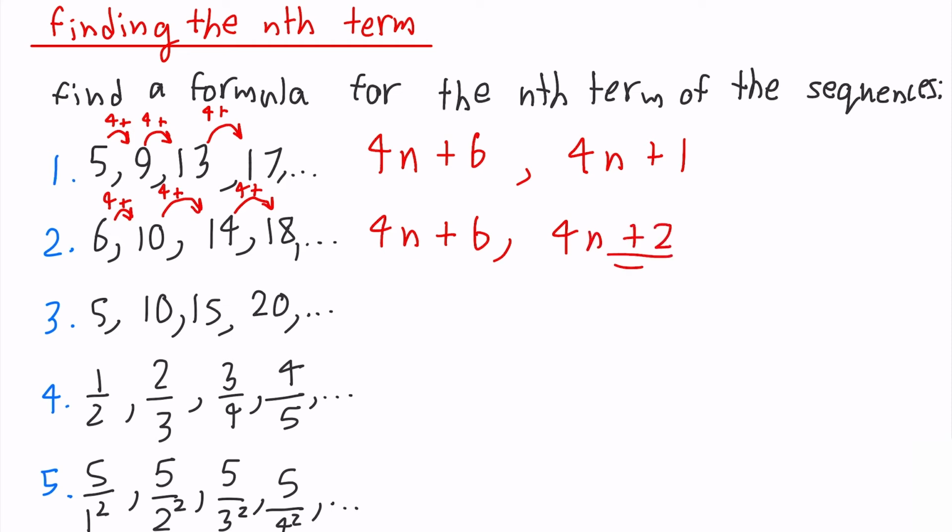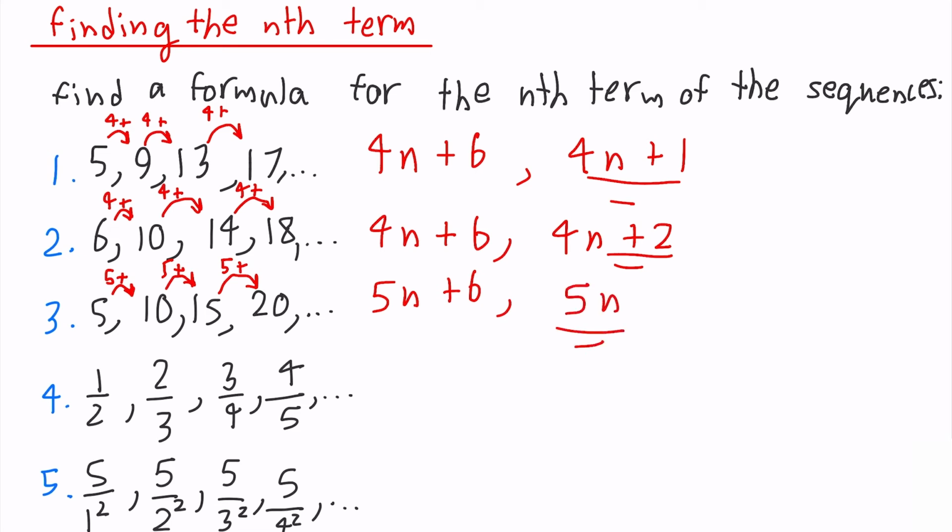What about this third one, 5, 10, 15, 20? From 5 to 10, we need to add 5. 10 to 15, we need to add 5. 15 to 20, we need to add 5. So it's going to be 5n plus b. So here, how much do we need to subtract or add to get 5 from 5? We don't need to add or subtract anything, so it should just be 5n.